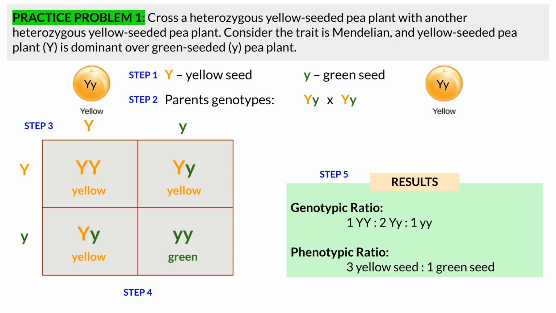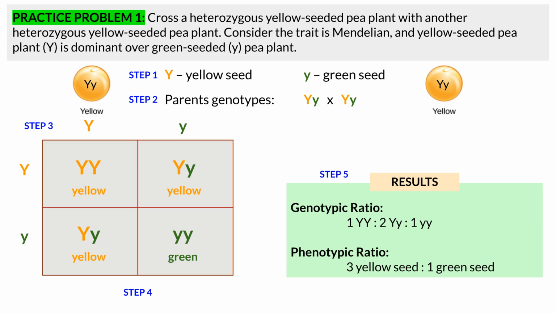Practice problem 1. Cross a heterozygous yellow-seeded pea plant with another heterozygous yellow-seeded pea plant. Consider the trait is Mendelian, and yellow-seeded pea plant is dominant over green-seeded pea plant. Step 1. Identify the trait and its alleles. The trait is seed color. Yellow is dominant, and green is recessive.